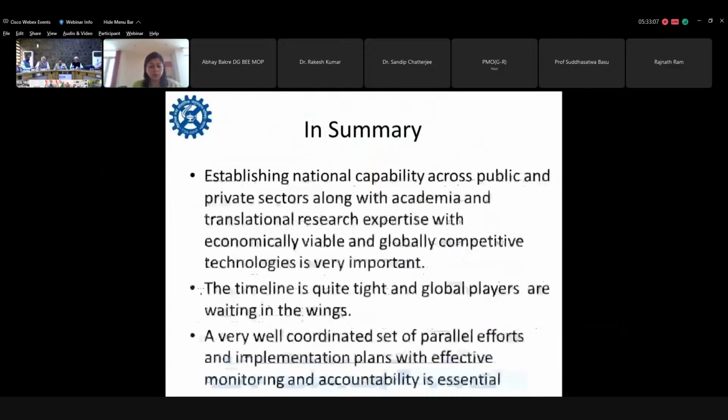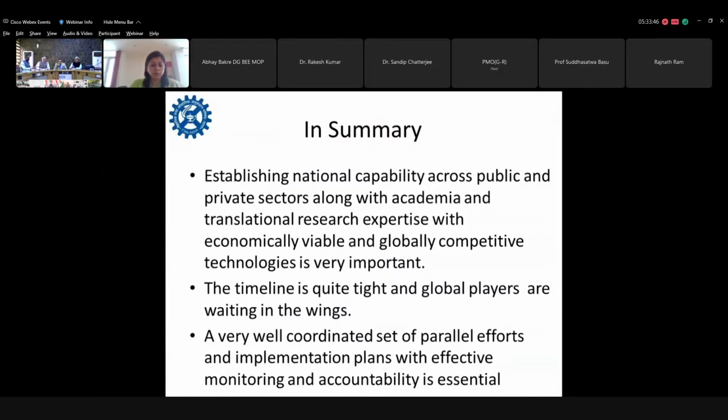So to summarize, what we actually need is to establish national capacity across public and private sectors, across academia and across industry, with translational research expertise, with economically viable and globally competitive technologies, which is important. And I mentioned the last one in the previous slide, that we have to tune ourselves to the globally competitive standard, because there are too many overseas players who would be jumping the gun at some point of time. So we will need to have our own standards which are defined according to the global standards.